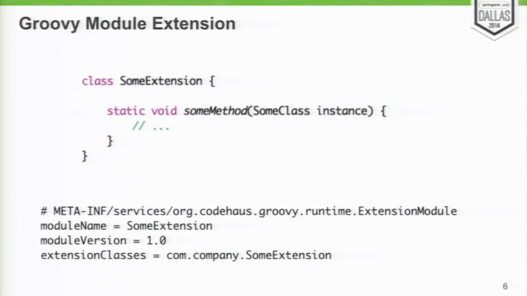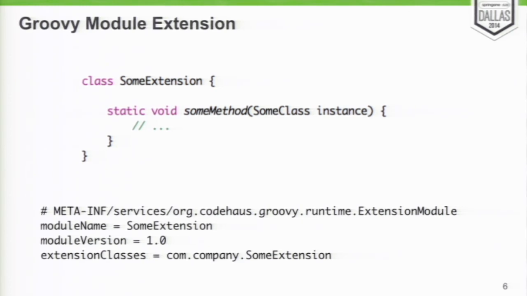org.codehaus.groovy.runtime.ExtensionModule, it doesn't look like a file name, but it is, right? The file name is org.codehaus.groovy.runtime.ExtensionModule. Create a file with that name under META-INF/services, and you assign the module a name. You can assign the module a version number. The important part, the interesting part, is the last line there that says extensionClasses. So that's a comma-separated list of classes. There's only one here, but it's a comma-separated list of classes.